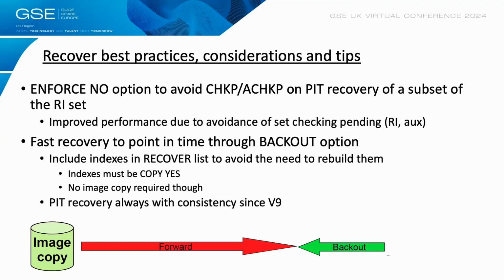So the back out option that came in version 11 or 12, I can't remember. Fast recover to point in time through the back out option. Depending on how much work has been done, it may be faster to use recovery using the back out option. So instead of using the image copy and the log to roll forward, it takes the log and rolls backwards, and it should hopefully be quicker.